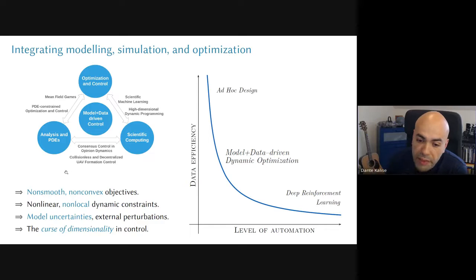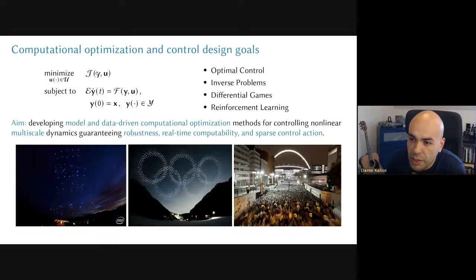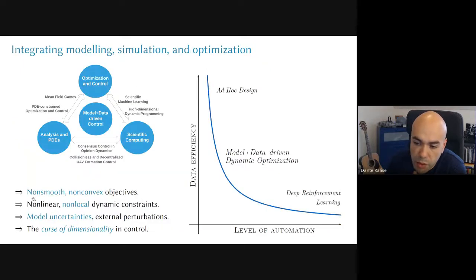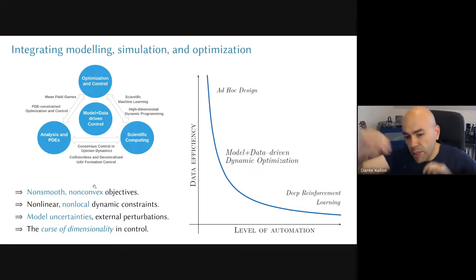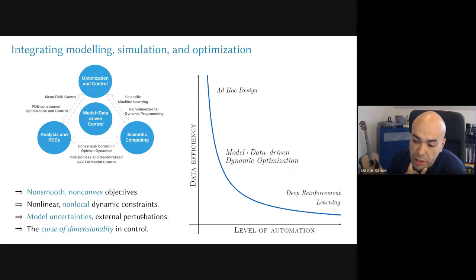Of course, this is not that easy because for one thing, this cost here, this performance index J, sometimes is non-smooth or non-convex, so that is challenging from the optimization viewpoint. The dynamics are often non-linear and non-local. By non-local, I mean that really different parts of the system are very strongly and non-linearly coupled. You have model uncertainties, you have external perturbation. Think about the wind with the quadrocopters. You don't know exactly how the wind is going to blow. You just have some margins to operate. And of course, you have the curse of dimensionality.